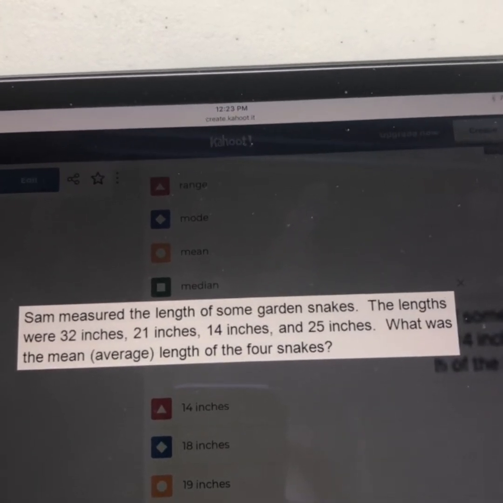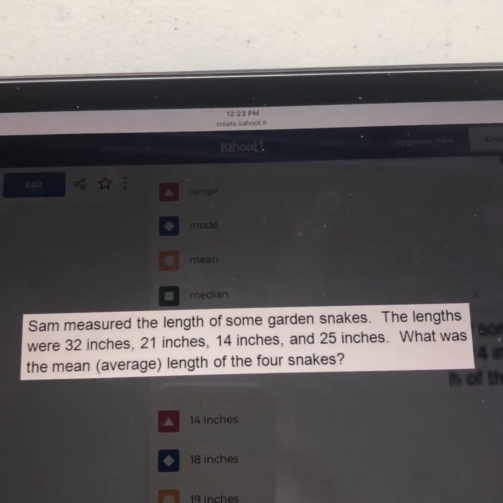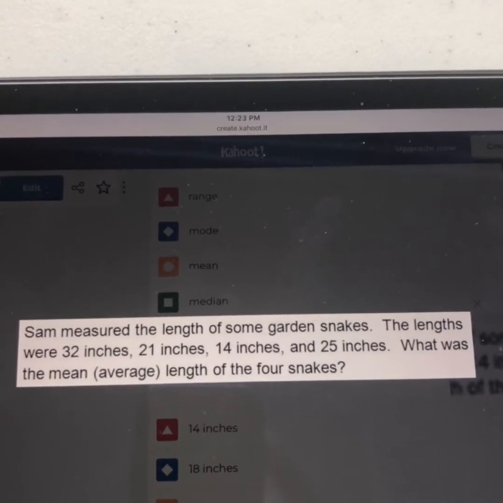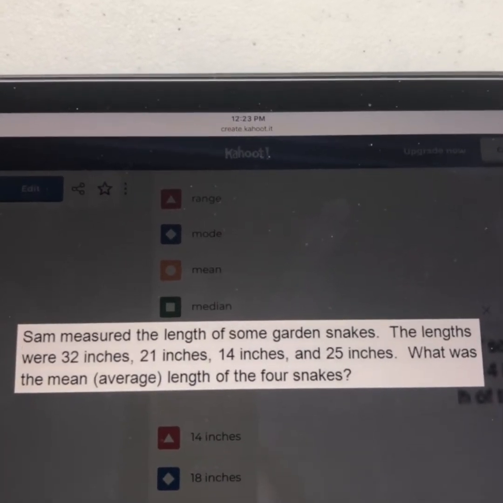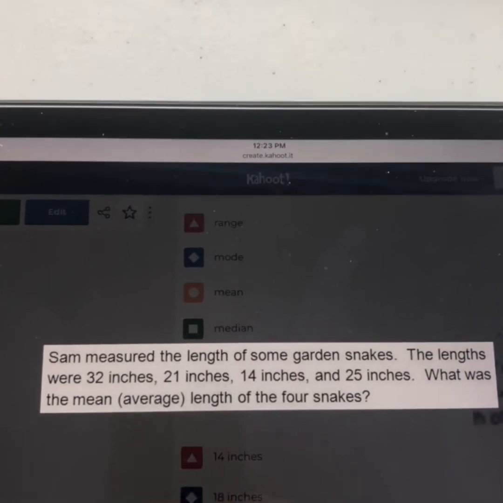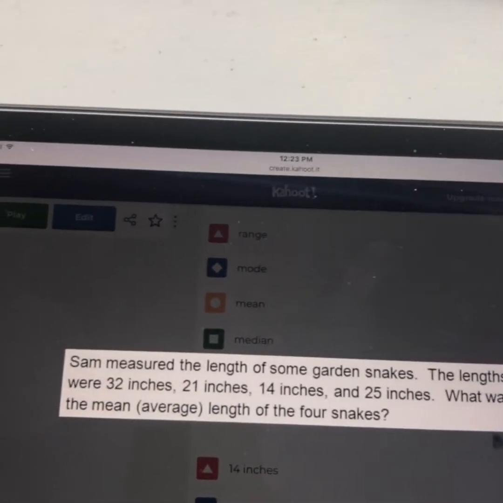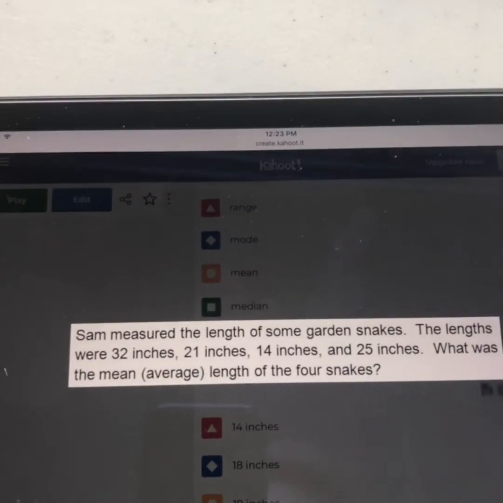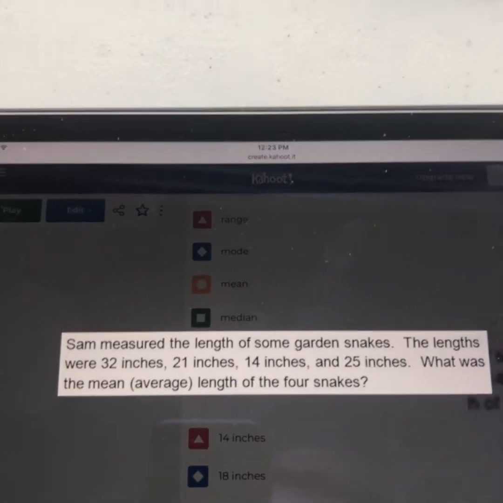Okay, Sam measured the length of some garden snakes, and the lengths were listed there, 32, 21, 14, and 25 inches, respectively. What was the mean? And they give you, in parentheses here, a little hint, the average. That's the more well-known term, length of the 4 snakes. So I would just add all those up, divide by 4.